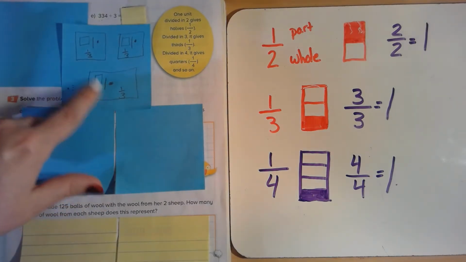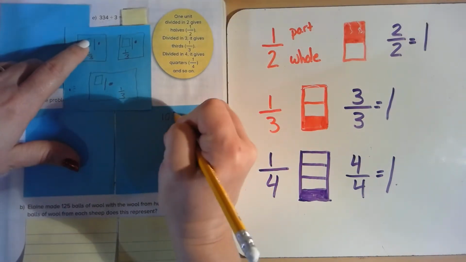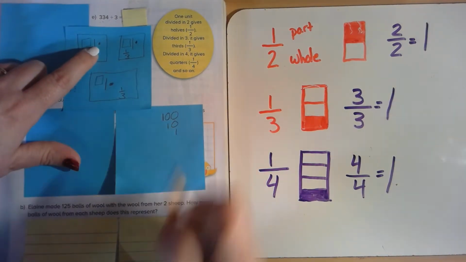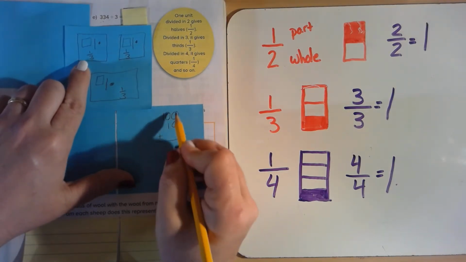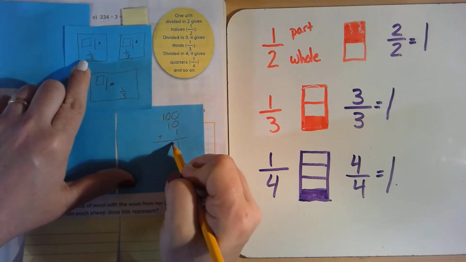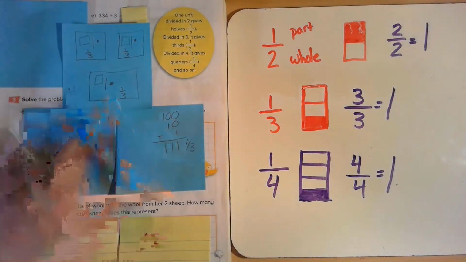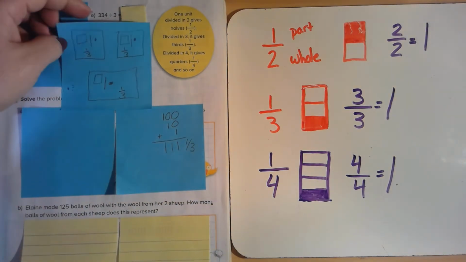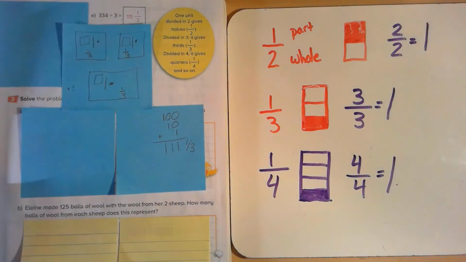334 divided into 3, I'm going to have 100, I'm going to have a 10, I'm going to have a 1, and a 1/3. So I'm going to add that up. 0 plus 0 plus 1, 0 plus 1 is 1, bring down my 1, add my third, because it's less than 1. So in each group, I have 111 and 1/3. Let's check our answer. And it is 111 and 1/3.